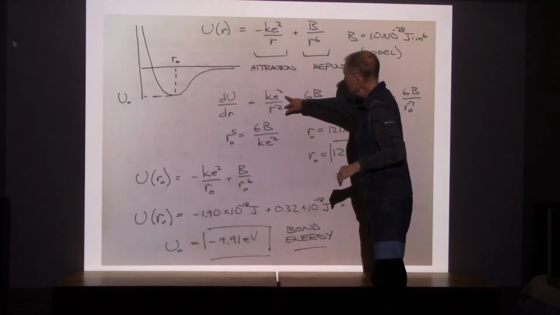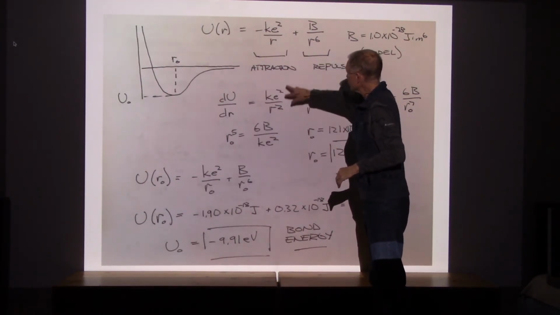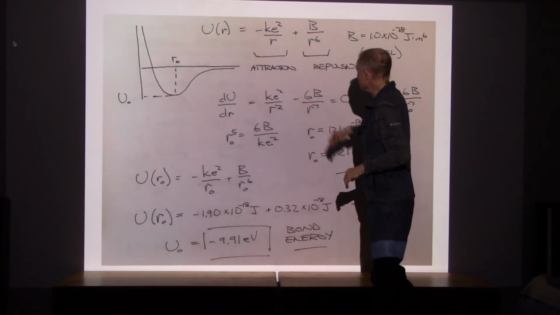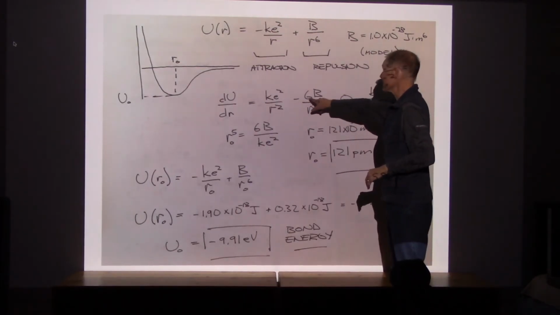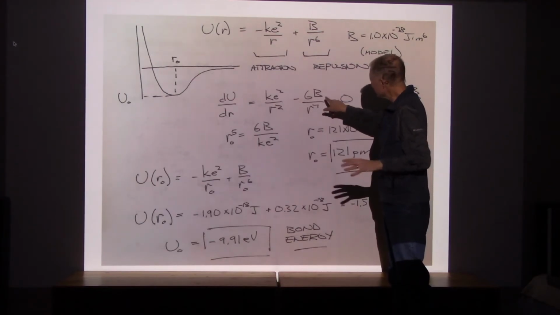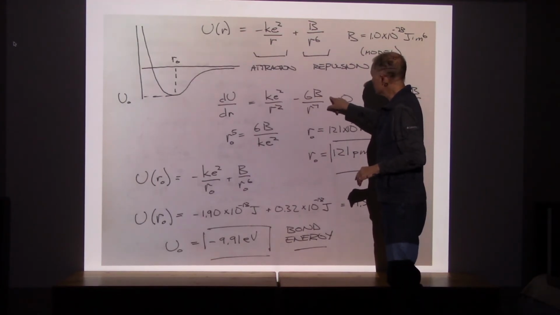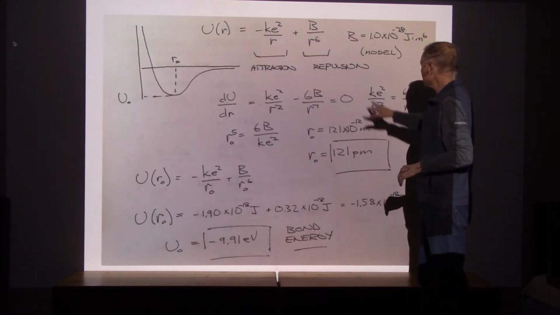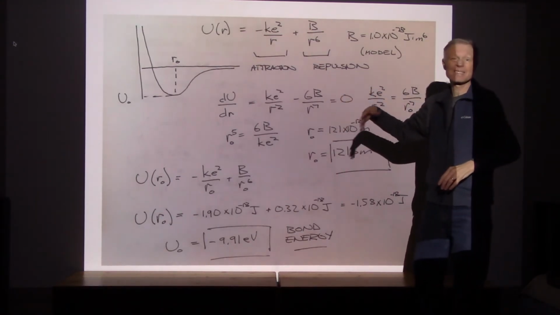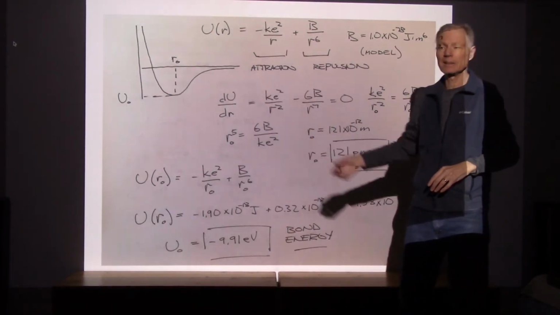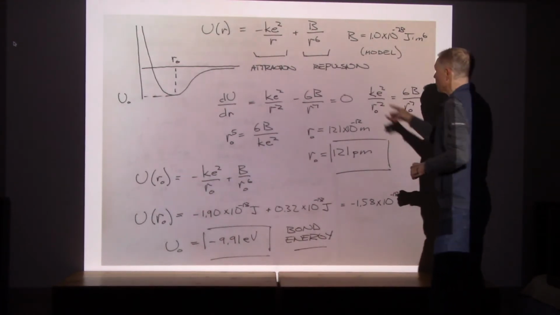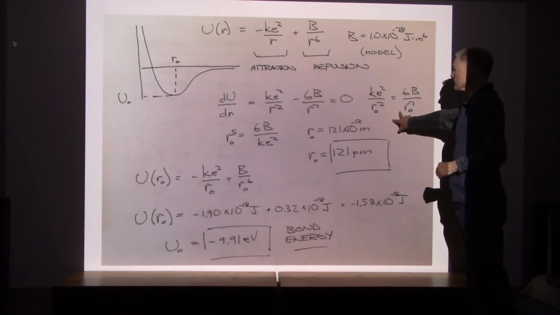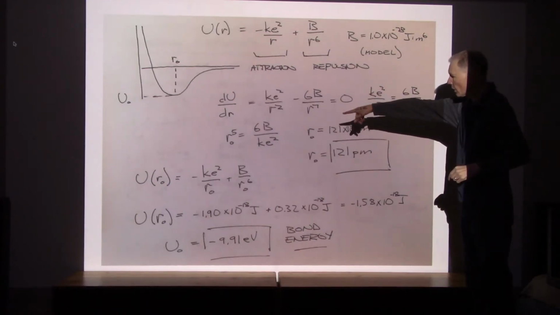And so I've taken a derivative, and that first term becomes ke squared over R squared. That second term, that's a 6, becomes minus 6b over R to the 7. And we're going to set that derivative equal to 0 because that's how you find mins and maxes in functions. And that condition becomes this. And then we can solve for R naught.